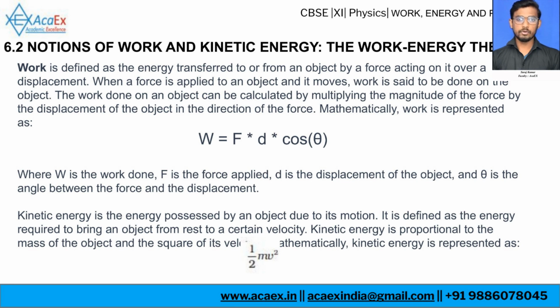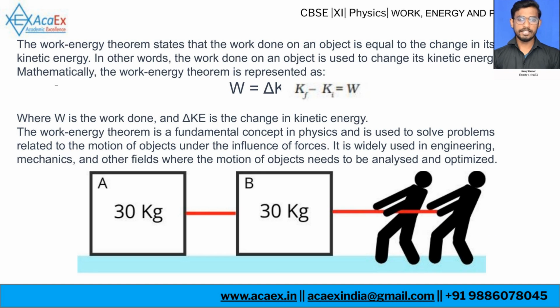Kinetic energy equals 1/2 times mass times square of velocity. The work-energy theorem states that the work done on an object equals the change in its kinetic energy. Mathematically, work W equals delta kinetic energy K. Work done: positive and negative.